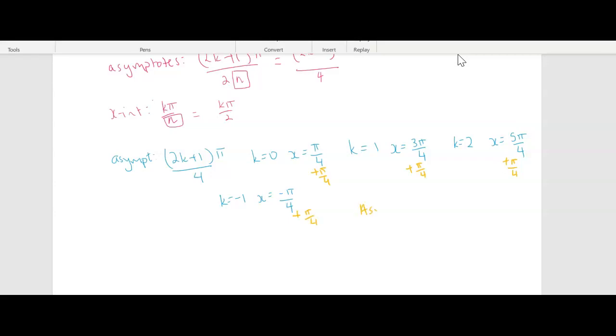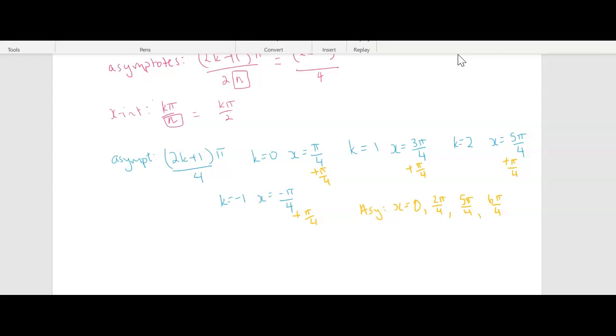I might just write them over here. So we've got asymptotes at x equals, we'll start with the negative one, good to go in order. Negative pi on 4 plus pi on 4 is 0. Even though that's outside our domain, we can still sketch it because it's an asymptote, not actually a part of the curve. Then we've got pi on 4 plus pi on 4 is 2 pi on 4, I'll leave it as an unsimplified fraction. 3 pi on 4 plus pi on 4 is 5 pi on 4, hmm, and 5 pi on 4 plus pi on 4 is 6 pi on 4. Now we can't go any further than 8 pi on 4, so let's see what happens when we substitute in 3. So we're going to have 7 pi on 4.